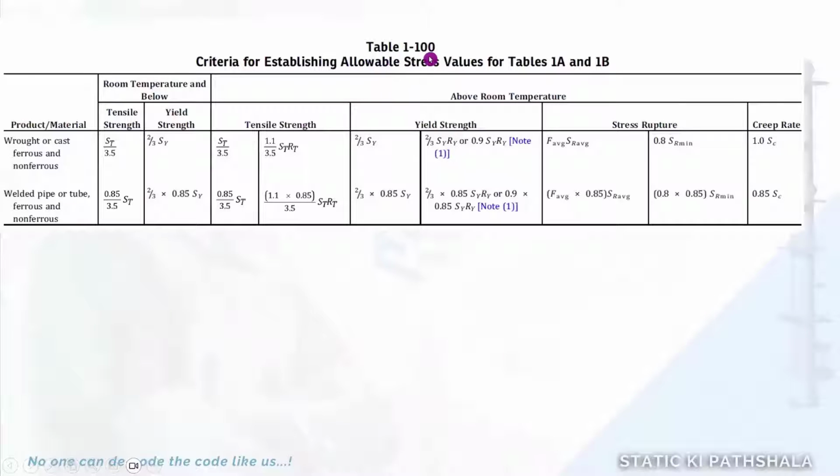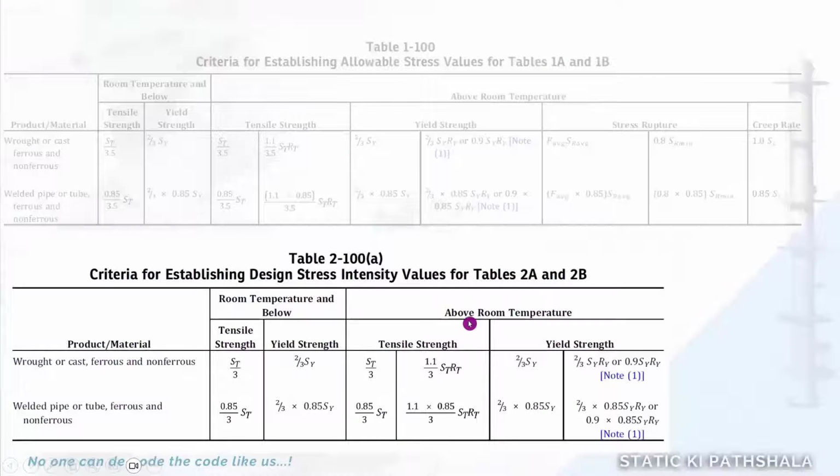Here we can see in table 1-100, this is for ASME section 8 division 1. What is the factor of safety given on ultimate tensile strength? It is 3.5, right? And when it comes to, let's say, the class 1 vessel, we have to refer to table 2-100A. Here you can see on ultimate tensile strength, it is given as 3. Here it is 3.5, here it is 3.